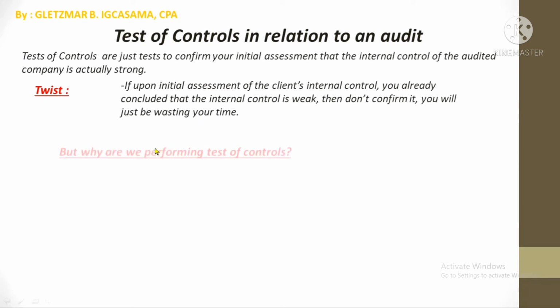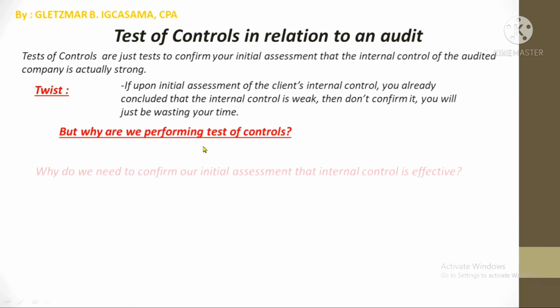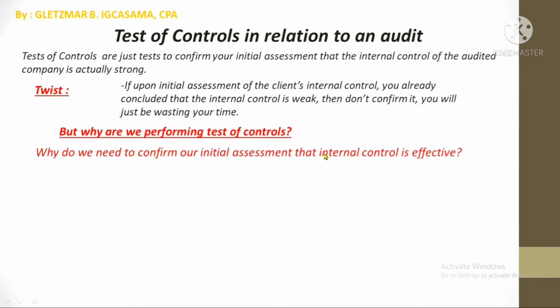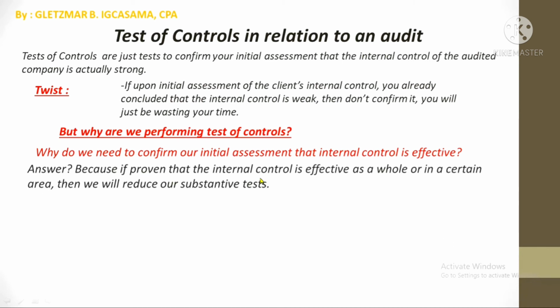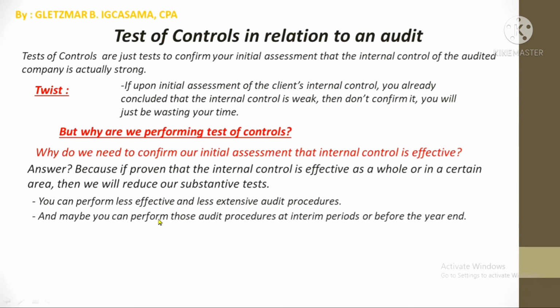But why are we performing test of control? Why do we need to confirm our initial assessment? Answer: because if it is proven that the internal control is effective as a whole or in a certain area, then we can reduce our substantive tests. Meaning, you can perform less effective and less extensive audit procedures than normal. And maybe you can perform those audit procedures at interim periods or before year end. So you don't have to subject the whole year for audit.